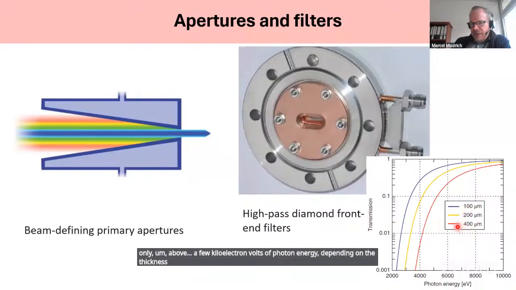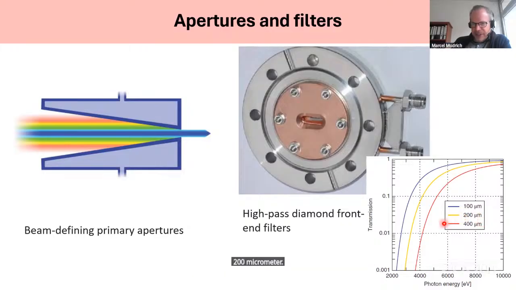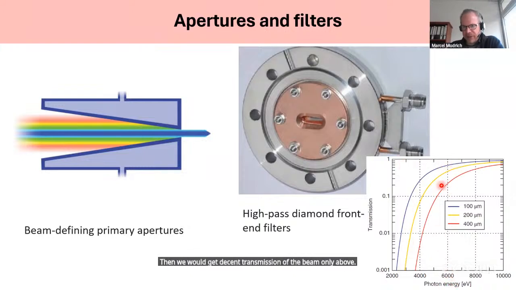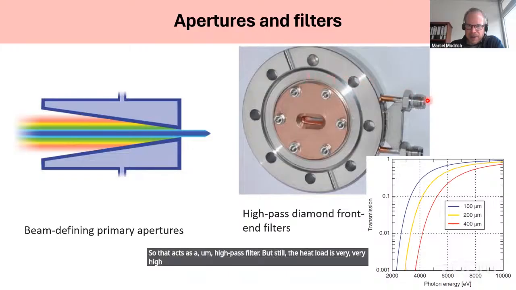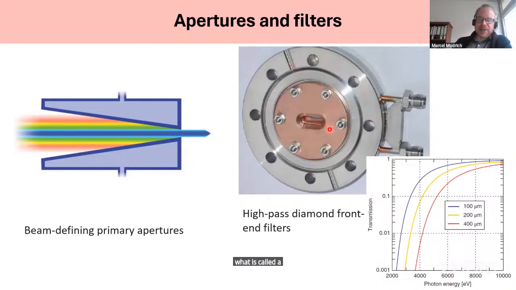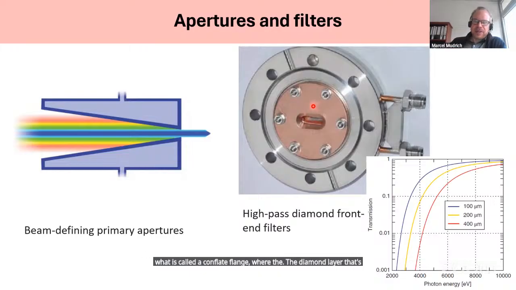If we take, let's say, a 200 micrometer thin diamond layer, that would be the yellow line, then we would get decent transmission of the beam only above a few, let's say 5 or 6 kilo electron volts. So that acts as a high pass filter. But still the heat load is very high. So this device, which is a typical what is called a conflat flange, where the diamond layer, that's this thin, artificially fabricated diamond, is mounted, needs to be water cooled.